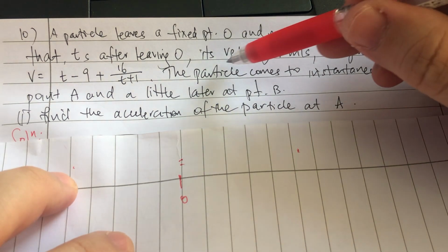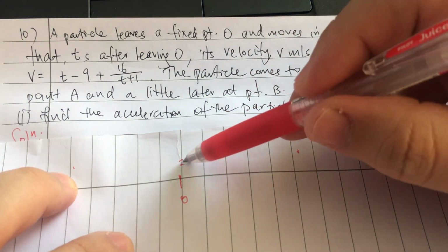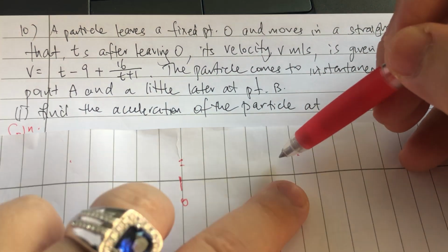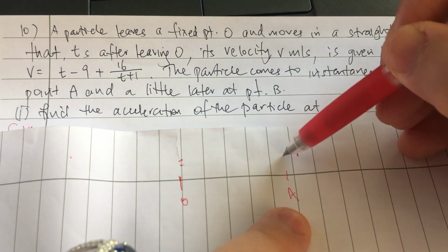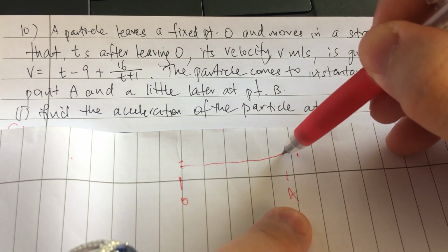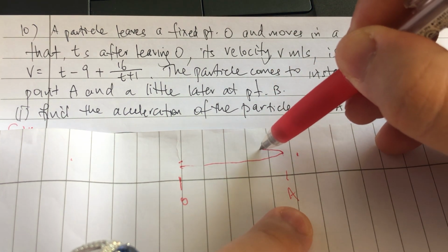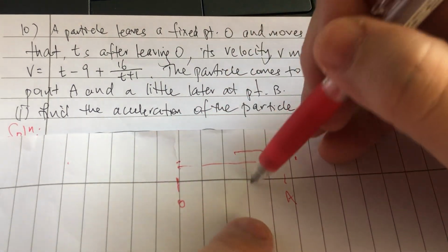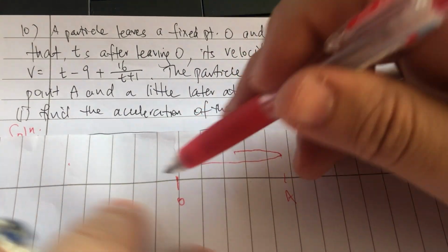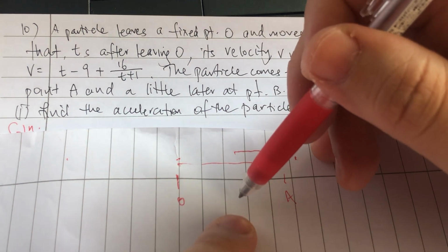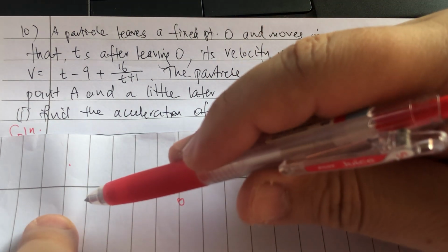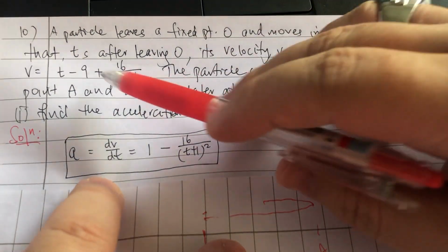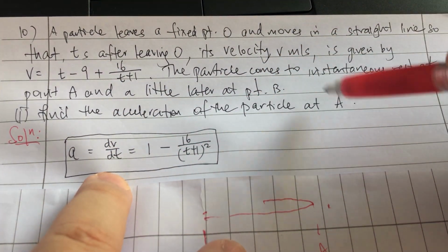So let's say the particle starts at O, then it moves to point A. It stops at A. Stops to do what? Must be a U-turn. Then B, but B can be here or can be here. We don't know where. Only later, after we have found the S, if S is positive, it's this side. If S is negative, then it's the left-hand side. So don't be too concerned about this first. You just do the first part.